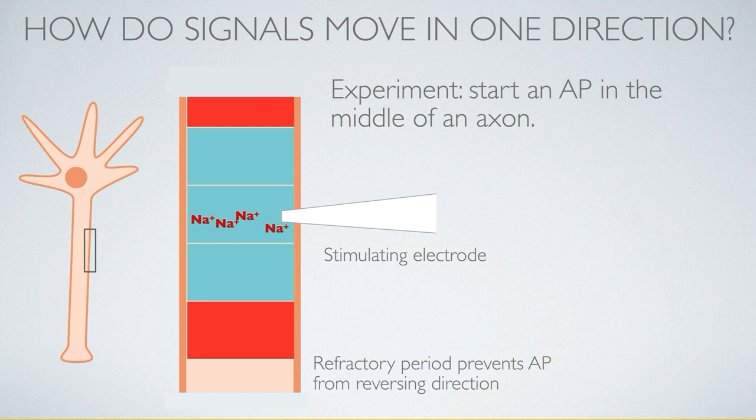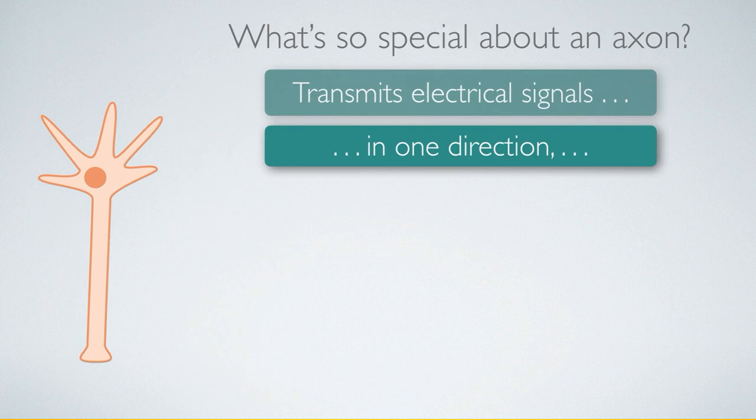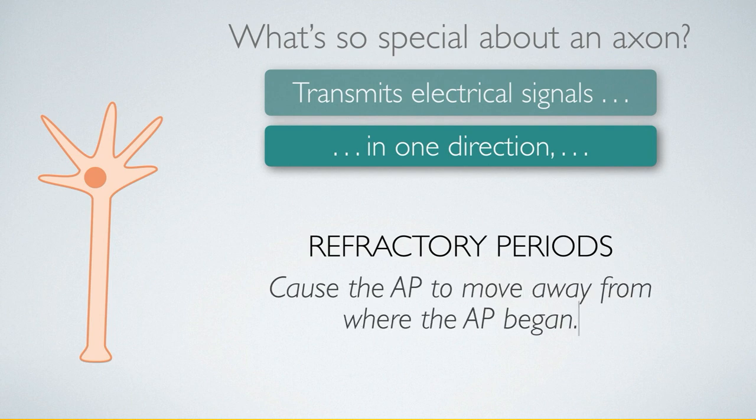So this answers the question of what's so special about the ability to generate action potentials in one direction. It's because of the refractory periods that cause an action potential to move away from where that action potential began.